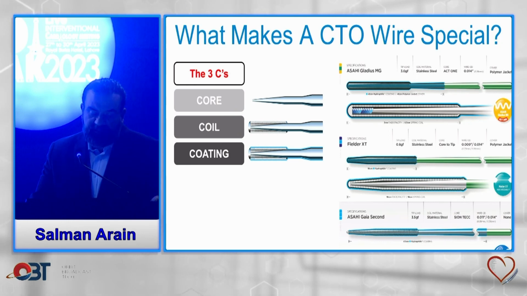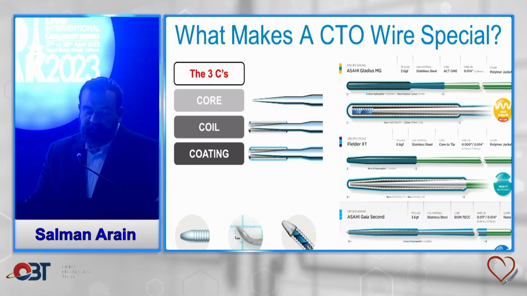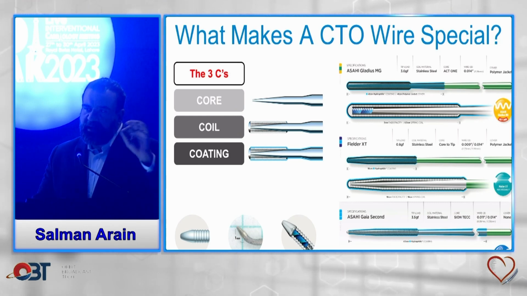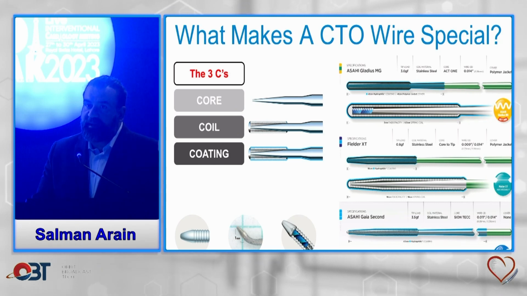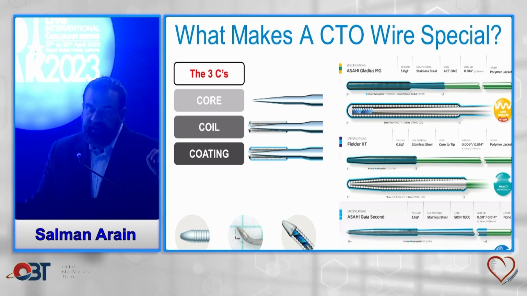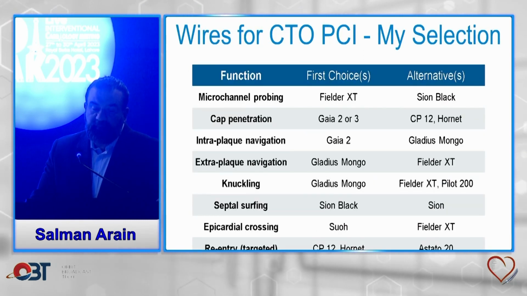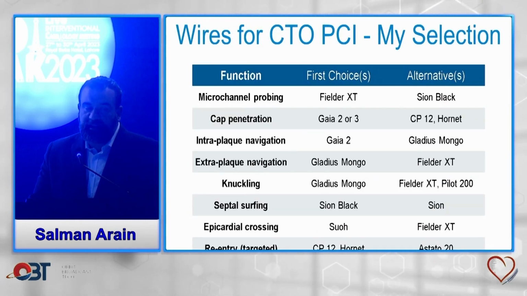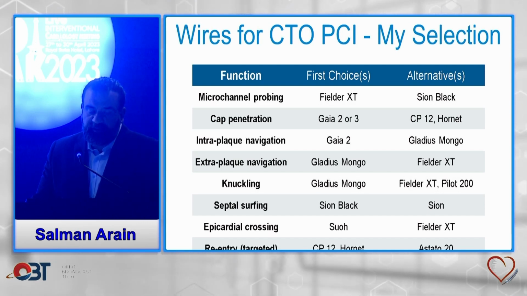And interestingly, this has special features. It's got a nose cone tip. It's pre-shaped. And even though the wire seems like one unit in your hand, it's actually wires within wires. The technology is amazing. So you can see how even the Asahi has multiple wires inside the wire that make it do what it does. So this is my selection, and again, you can either take a picture or I can share the slides later on. For microchannel probing, my first choice is Fielder XT.